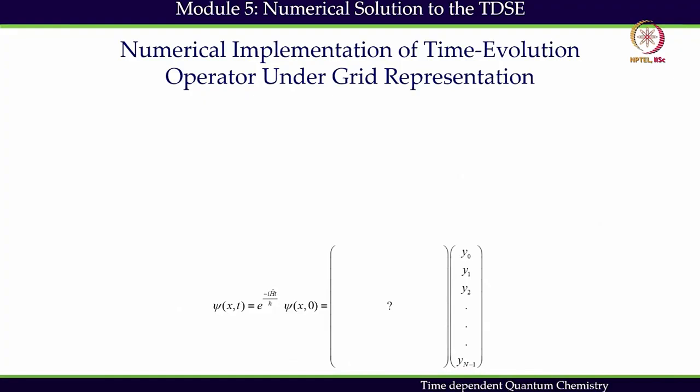So, what we have shown so far is the mathematical strategy to obtain the solution to the time dependent Schrödinger equation. The solution to the TDSE can be very easily obtained by taking this form, the time evolution operator, e to the power minus i H t by h cut, psi x 0. We have seen that this procedure to find this mathematical solution was very simple and very straightforward. But its numerical implementation is not an easy task, and we will reveal why it is not an easy task.